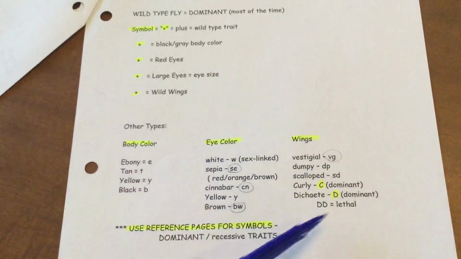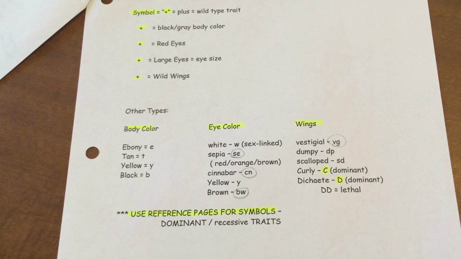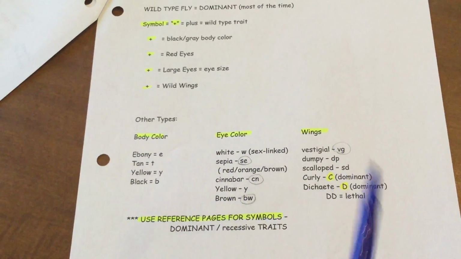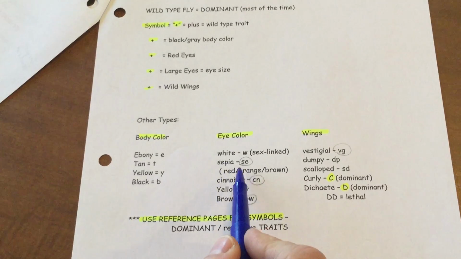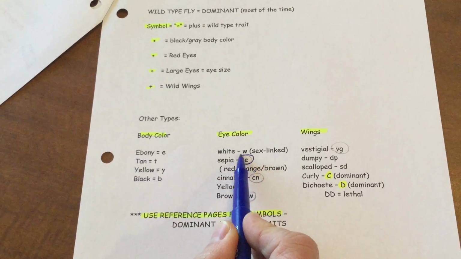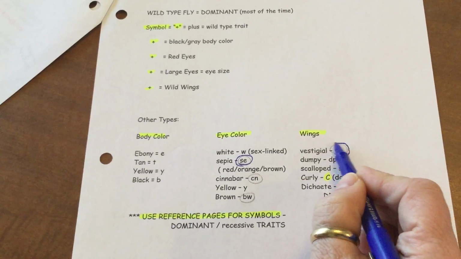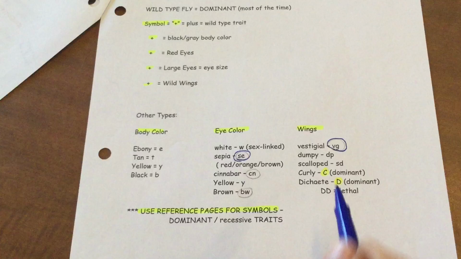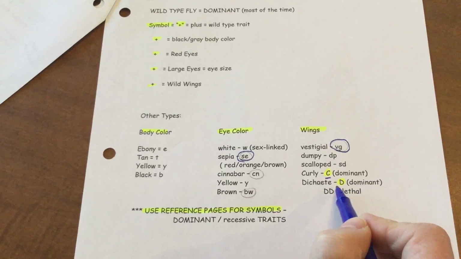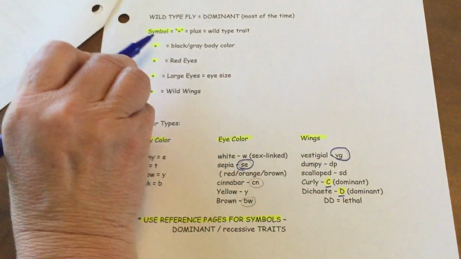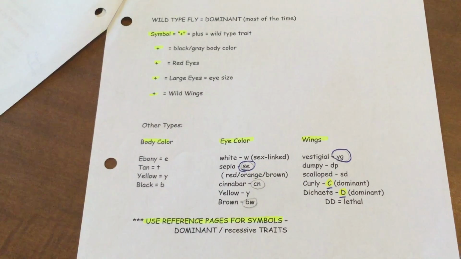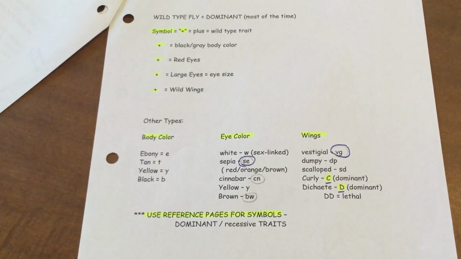Other types of flies can have different characteristics: different body colors, different eye colors, different forms of wings. You'll notice that some of them are in symbols, SE for sepia, one that we commonly use, VG for vestigial, one that we commonly use for wings. Some are capital letters, indicating that this trait is actually dominant to the wild type trait. Use this as a reference page, and then we'll be back in a moment, and we're going to look at the actual packet that has fly images on it so that we can talk about the different traits that flies have.